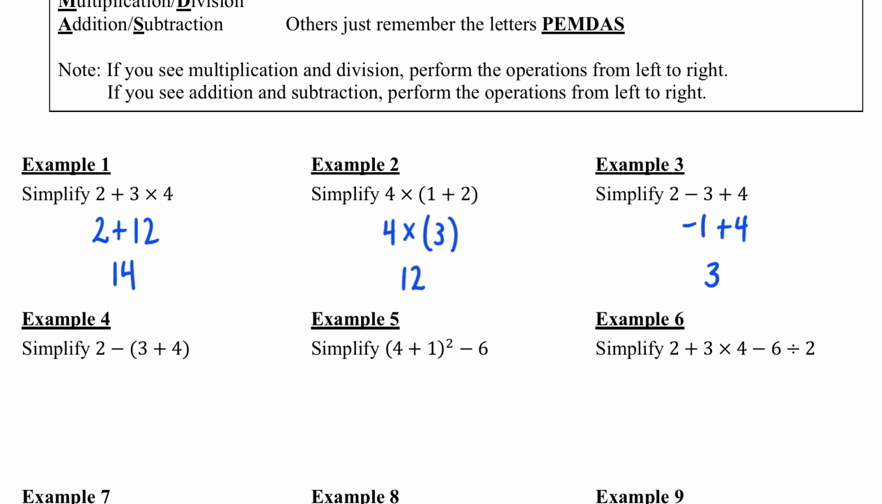If you do it the other way, you will get a different answer, right? Like if you do 3 plus 4 first, you're going to get 7, and then when you do 2 minus 7, you're going to get negative 5, okay? Which I think is actually the next example down here.